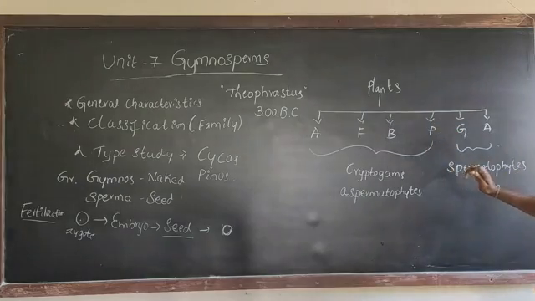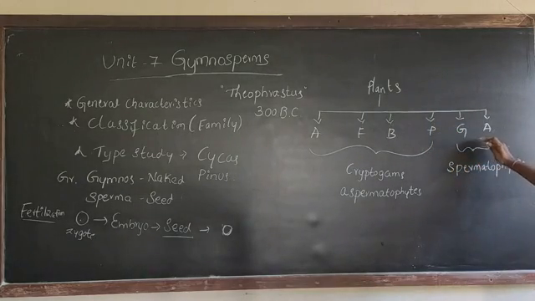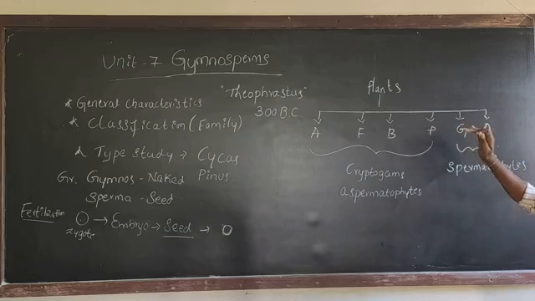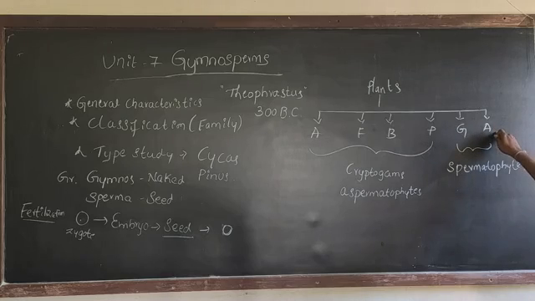So, as I said earlier, in case of both angiosperms and gymnosperms, seeds are produced, but in case of angiosperms, fruit will be developed, or the seed will be enclosed inside the fruit, but the fruit is not found in case of gymnosperms. The seed is exposed.